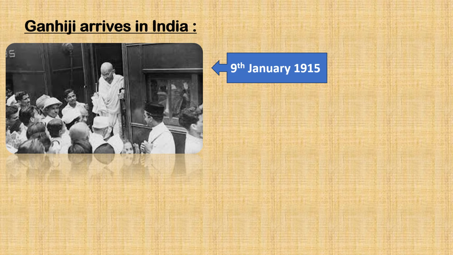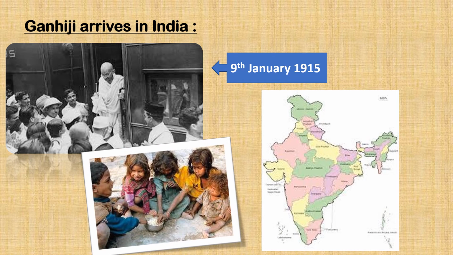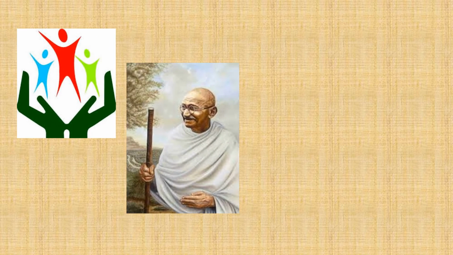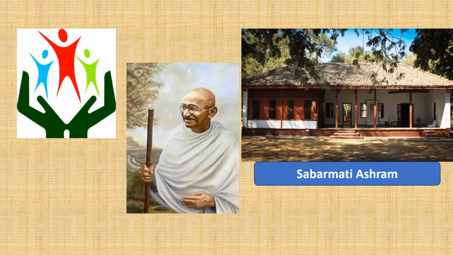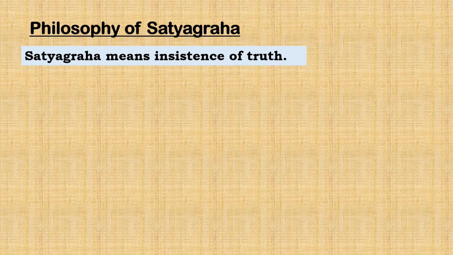After working hard in South Africa and helping them gain justice, Gandhiji returned to India in the year 1915. And when he came, he went around the country and was disheartened looking at the misery and poverty of the people in India. He took a vow to serve the nation and stayed at Sabarmati Ashram in Ahmedabad. He used the technique of Satyagraha to gain justice for the common people.